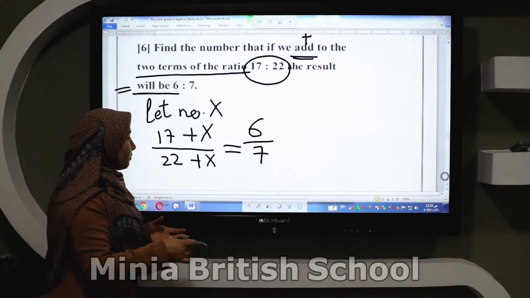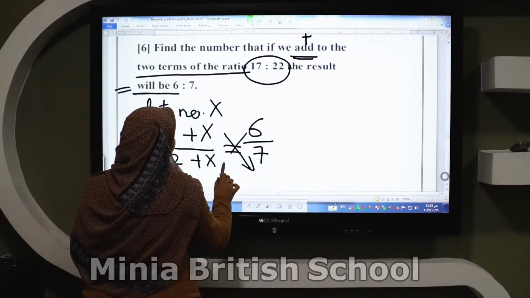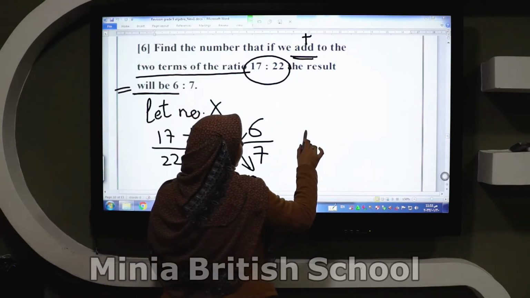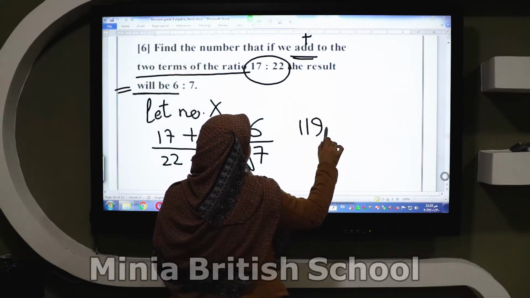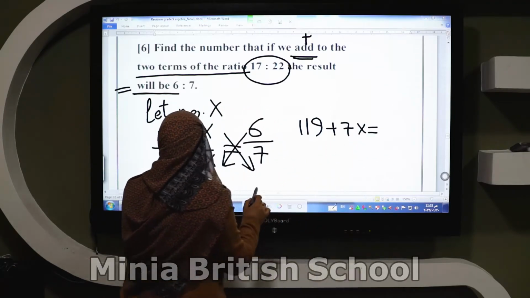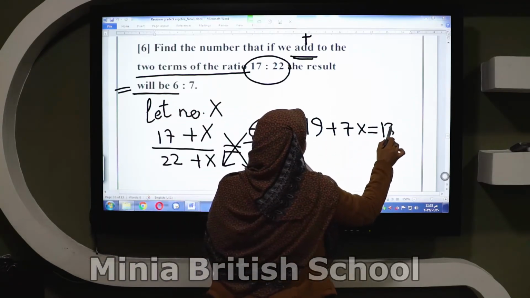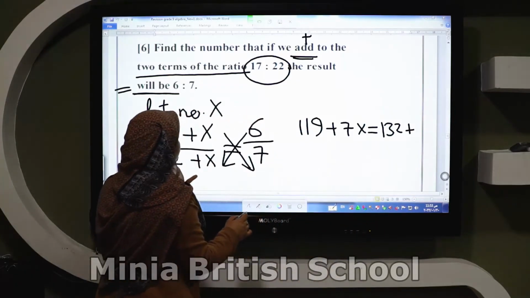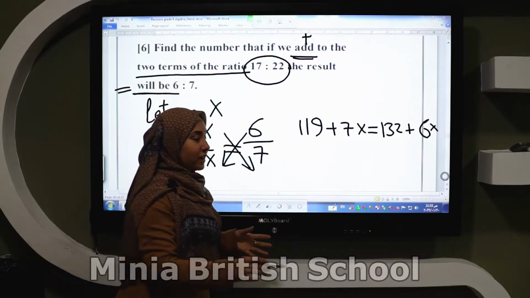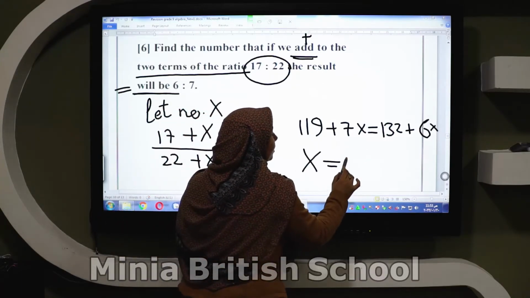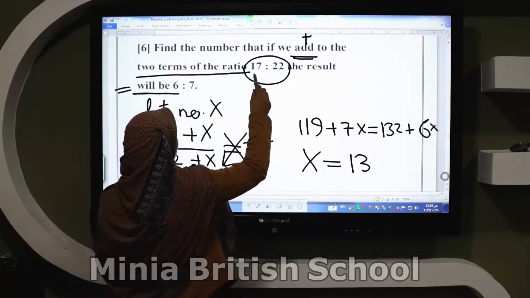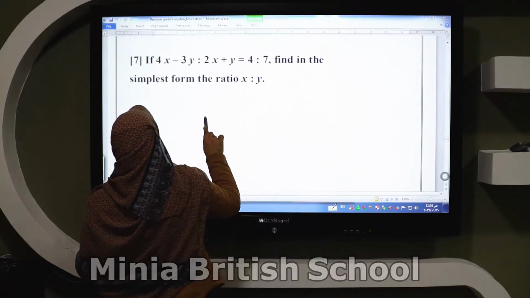Now you can make cross multiplication to simplify it. 7 times 17 equals 119, plus 7x, equals 6 times 22, which is 132, plus 6x. Now you can simplify it. We get x equal 13.